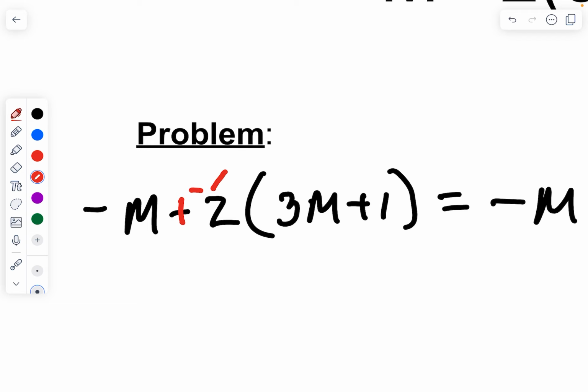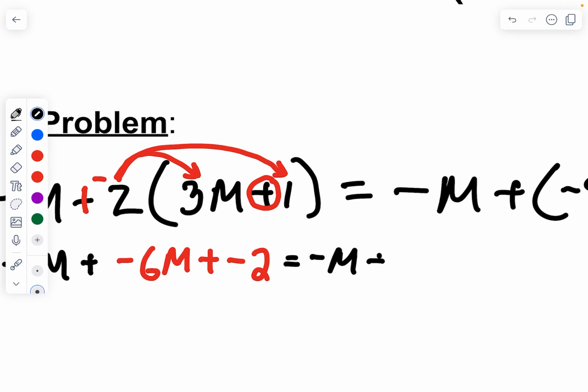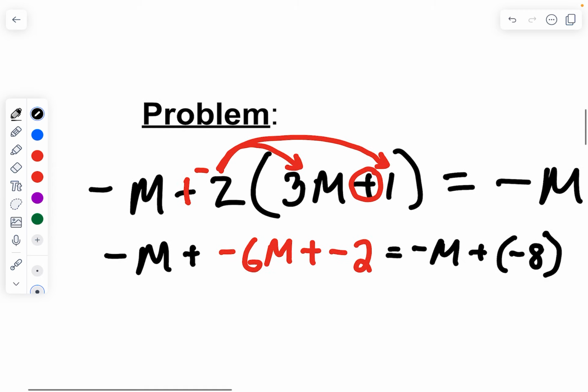Now what I'm going to do is I'm going to distribute. So negative 2 times 3m is negative 6m. The plus sign right here is just going to drop down, and negative 2 times 1 is going to give me negative 2. Now what I'm going to do is just add everything around it, and I did the distributive property with a negative number. And again, it's really important that if you change that to an addition problem, it makes it a lot easier.